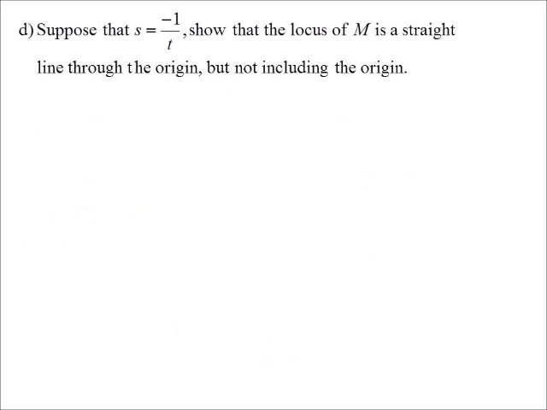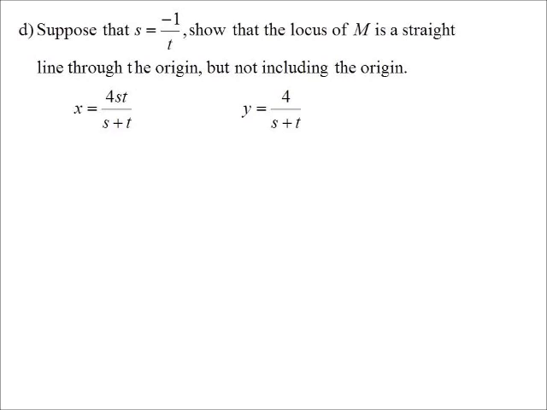I suppose that s is in fact minus 1 on t. We're going to find the locus of m, and we're going to show it's a straight line through the origin, but not including the origin. Okay, we know x is 4st on s plus t, y turned out to be 4 on s plus t, but now we have the condition that s equals minus 1 on t, or another way of thinking about that is s times t is negative 1.